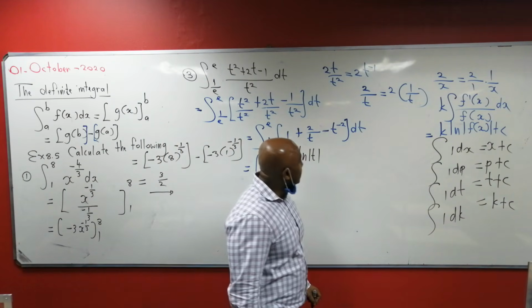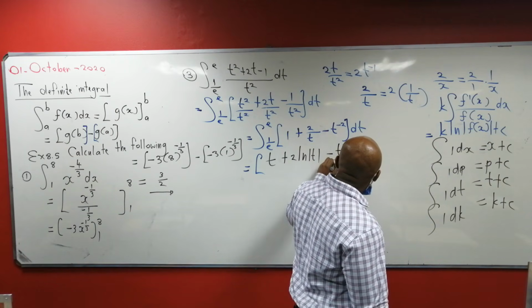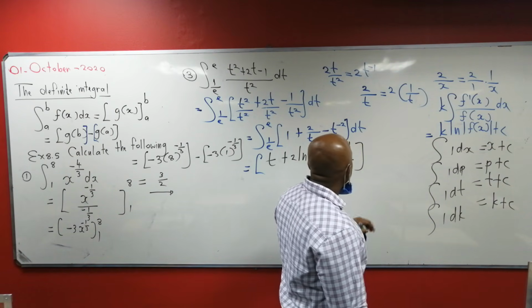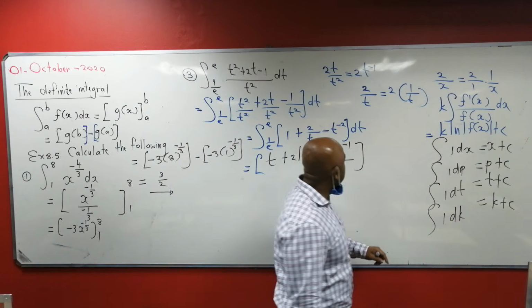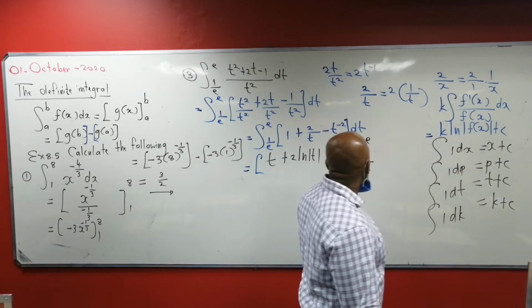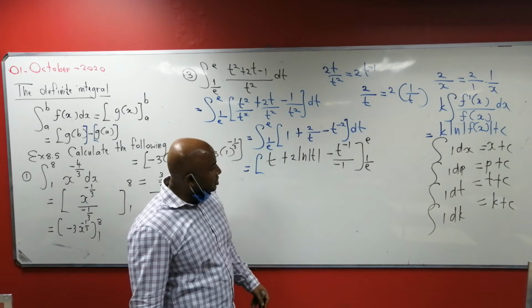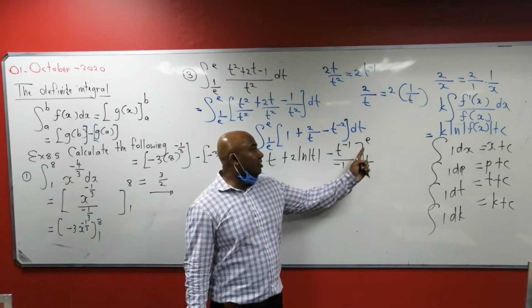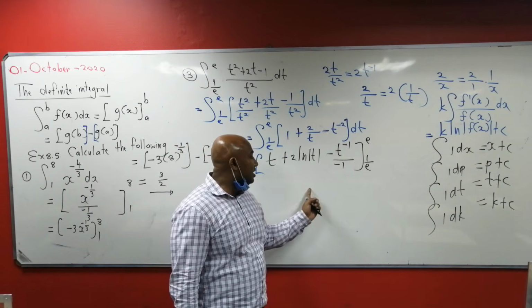Right. Integrating t to the power minus 2, that will be minus 1 over minus 1. You're done. You don't have to put down plus c because you know there are values to substitute. So that's going to be e and 1 over e. This one will be long to do in one step, so let's do the e first. Substitute the e. Let's write down the full answer.